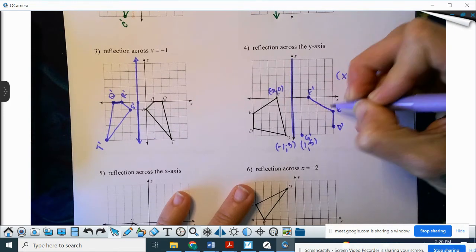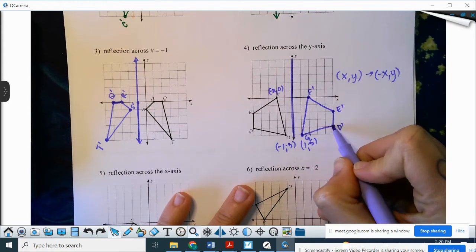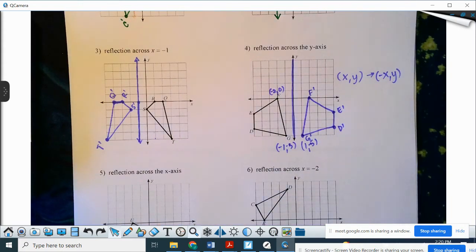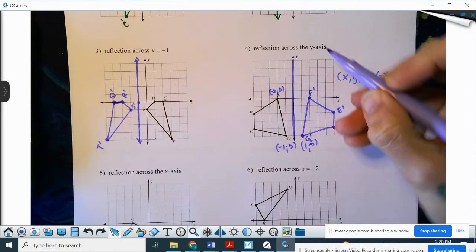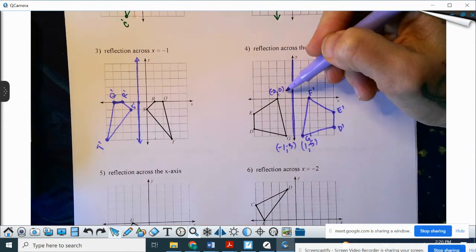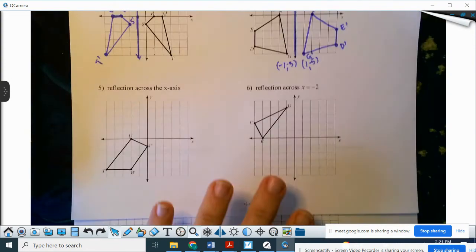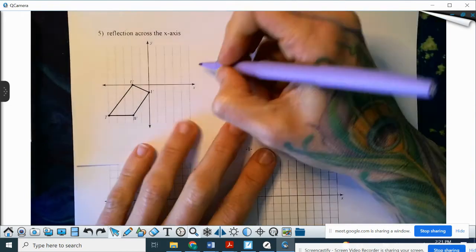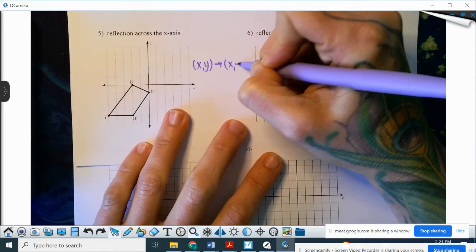And like I said, that rule really only works for the y-axis, the x-axis, the y equals x, and the x equals y. Oh, I'm sorry, y equals -x. And that's just being that perfect diagonal line with the one-to-one slope here, and then the negative is the one on the other side. So for the x-axis, your y values just become opposite. So (x, y) becomes (x, -y).